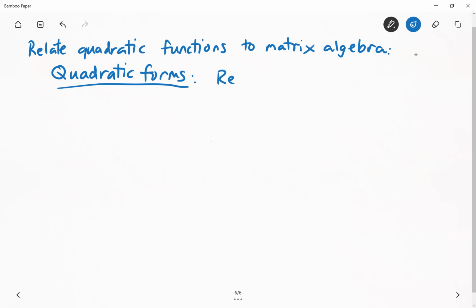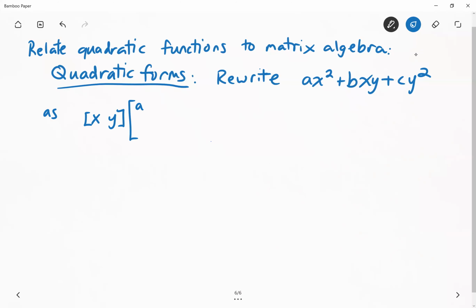So basically, what I'd like to do is to rewrite the function ax squared plus bxy plus cy squared in a strange way. It's going to seem more complicated at first, but it's going to turn out to be extremely useful. So I'd like to write this as the row vector (x y), times the matrix with rows (a, b over 2) and (b over 2, c), times the column vector (x y).